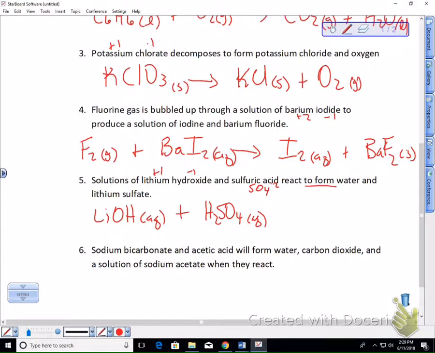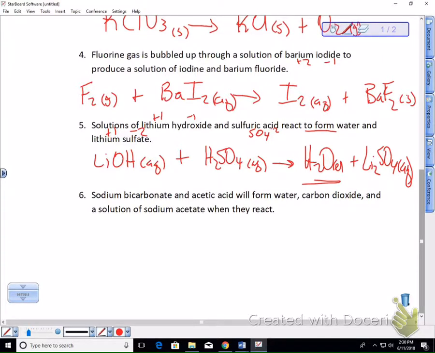To form, there's my yield sign. Water, H2O, and then lithium sulfate. Another ionic compound, lithium is +1, sulfate is -2. So that's going to be Li2SO4. Again, ionic. We're in a water environment here. Not only are we aqueous, but I also have water itself here. So according to the solubility rules, this is soluble and it will be aqueous.